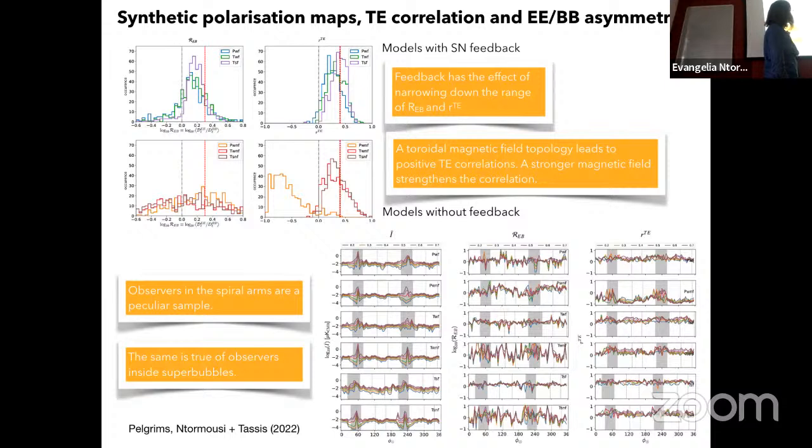Also, we see that the toroidal magnetic field topology leads to positive R_T correlation, and that a stronger magnetic field strengthens the correlation. I cannot even read this label on here, but this is a strong field. So the stronger the magnetic field, the stronger the R_T correlation. This is a trend we found, and this is already interesting. It means that in these parameters there is a sort of signature of the large-scale behavior of the field. Then what we did is see if there is a correlation of these parameters with the position of the observer in the galaxy. This phi angle here shows you the azimuthal angle of the position of the observer in the galaxy.